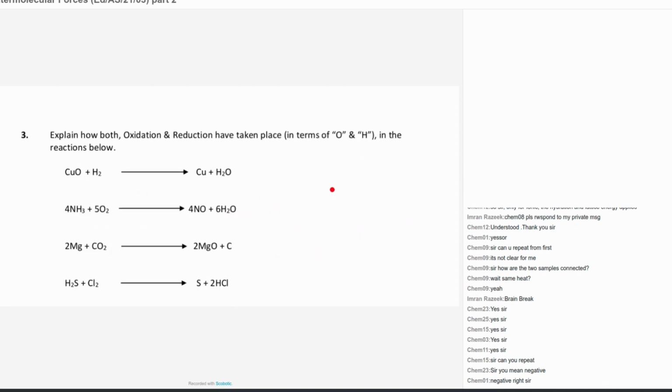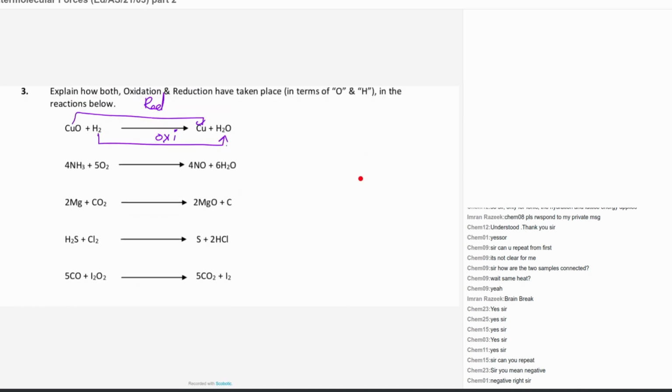Right. So let's see how reduction and oxidation have taken place in these reactions in terms of oxygen and hydrogen. Now see, this copper oxide has turned to copper, so losing of oxygen is reduction. Hydrogen has gained oxygen, so it is oxidized. So likewise, can you show in each reaction which species is reduced and which one is oxidized? I have done the first one for you. Please try the rest.